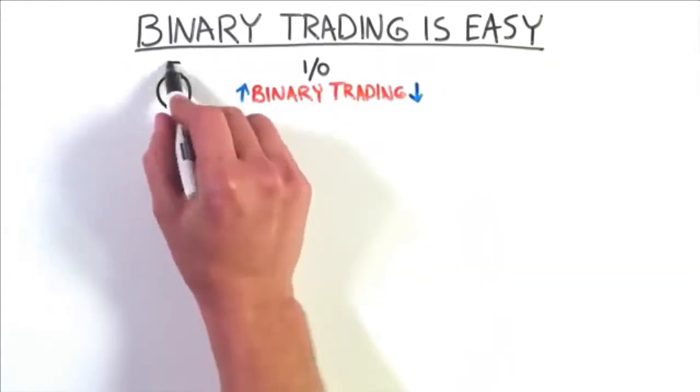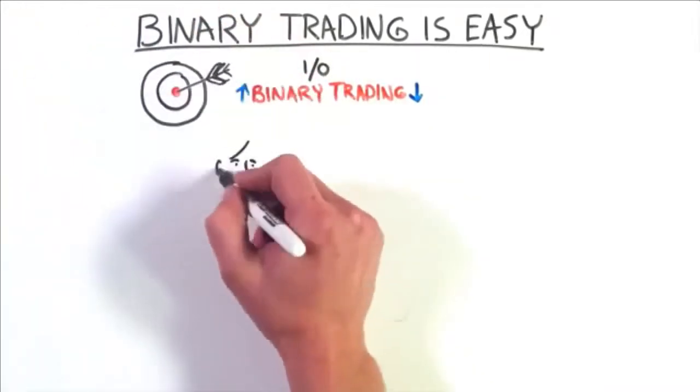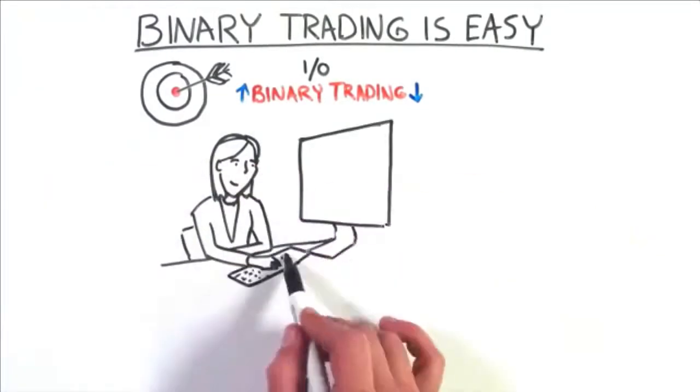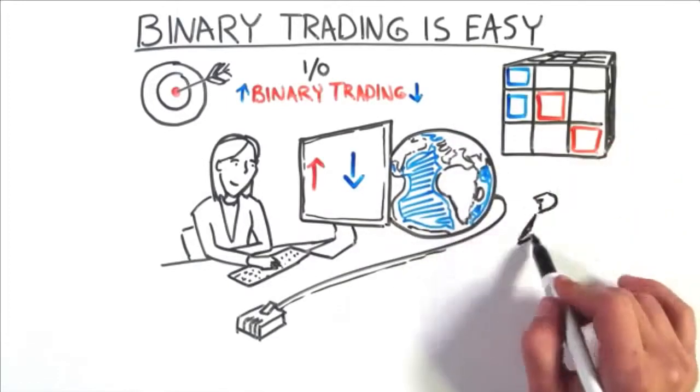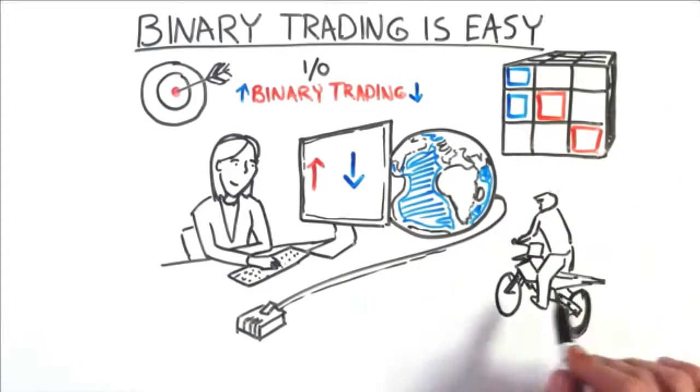Binary trading is much simpler than traditional forms of trading. All trading is done via the online platform, so all you need is an internet connection. Binary trading is also much less complex and risky than traditional forms of trading.